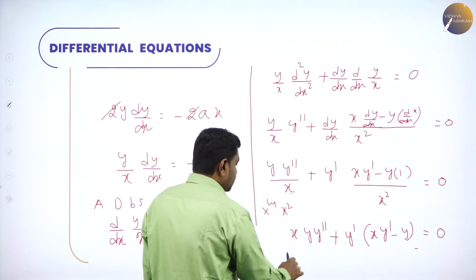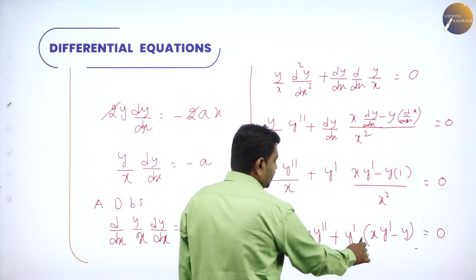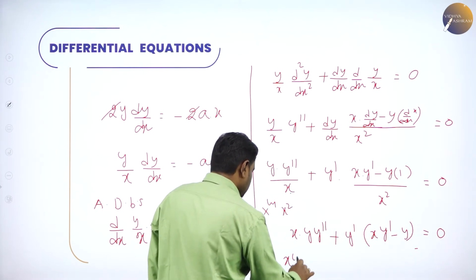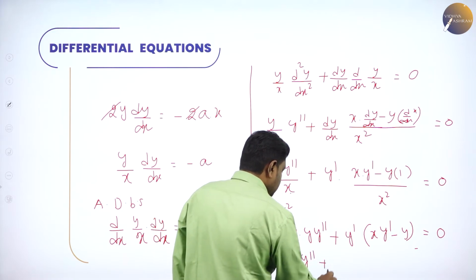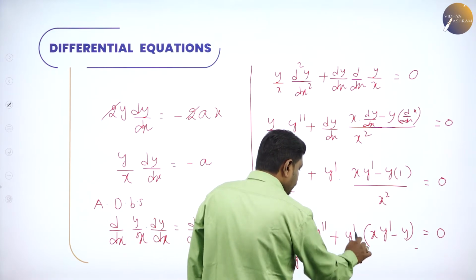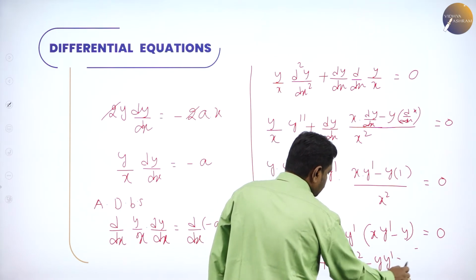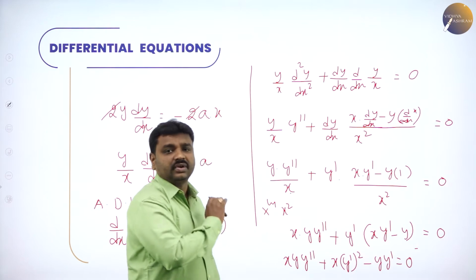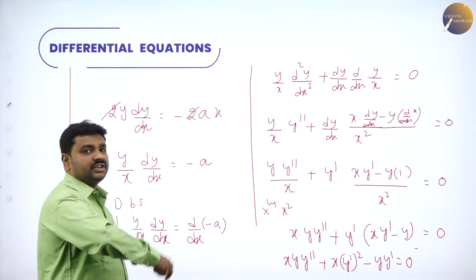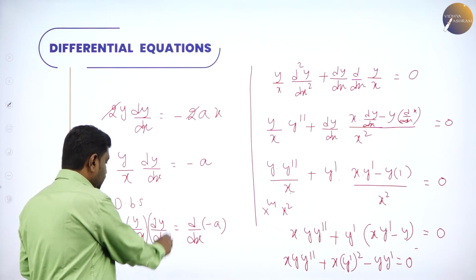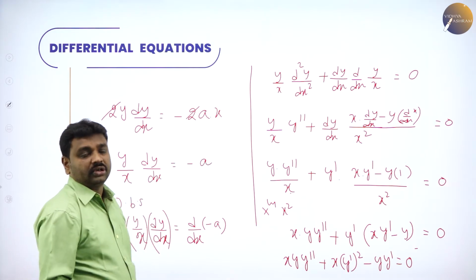So I can write x y y double dash plus y dash into (x y dash minus y) equal to 0, or you can multiply this. So x y y double dash plus x y dash into y dash, that is x (y dash) whole square, minus y dash is equal to 0, is the differential equation. So rearranging plays an important role. Here we have product rule because we have a product of two terms. Then in product rule we have quotient rule.